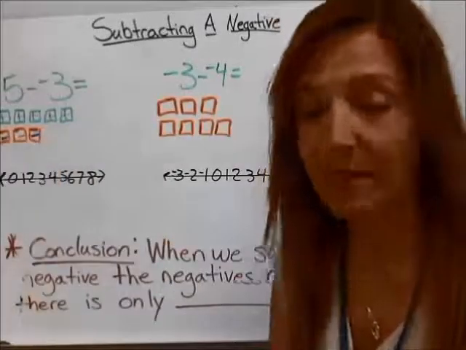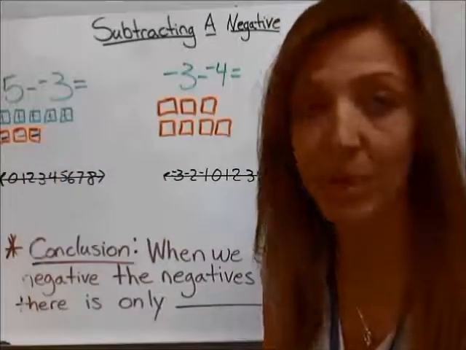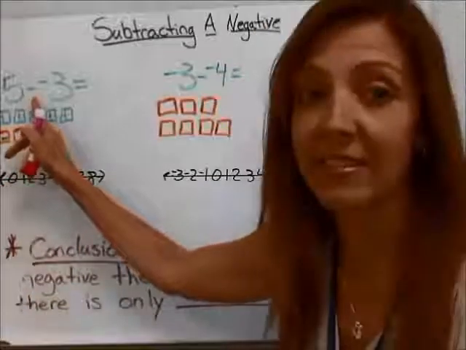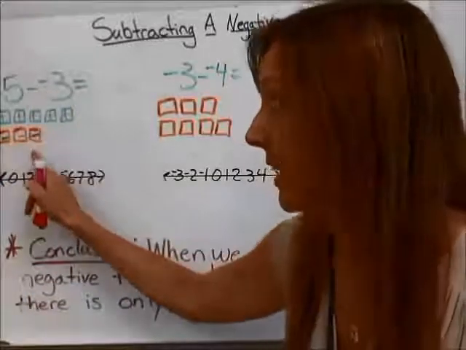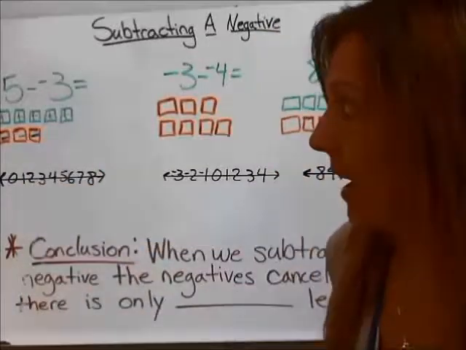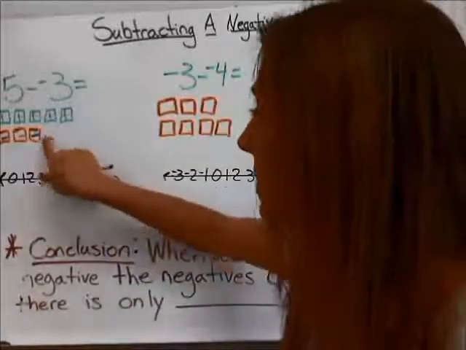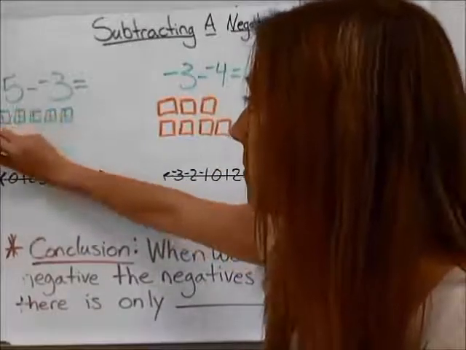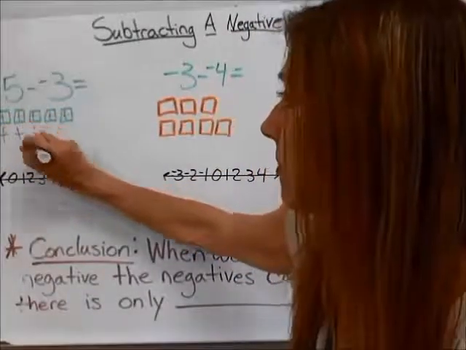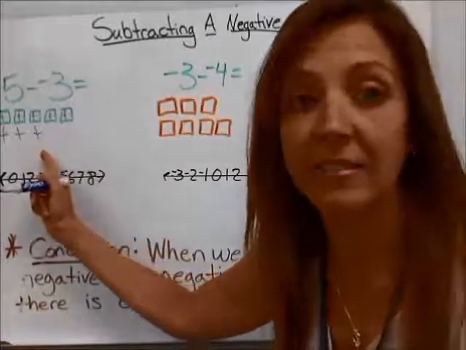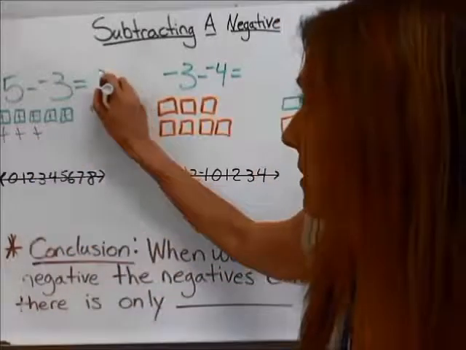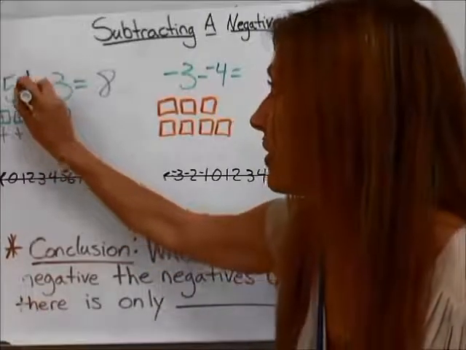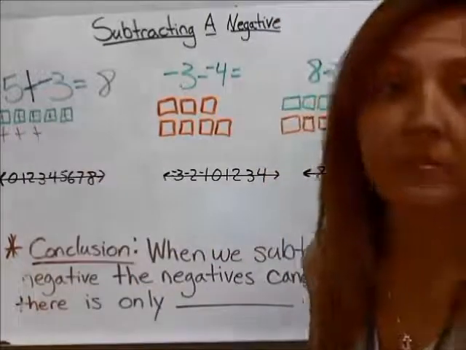If I were doing this at my desk with integer chips, I would flip them over because I'm taking away, I'm subtracting the negatives, and they're turning into positives. So in all, I have 8 positives. When you take away the negative, that turns into a plus, a positive.